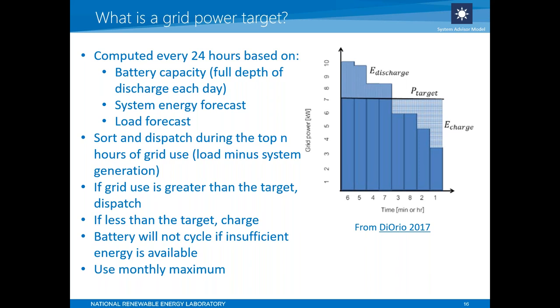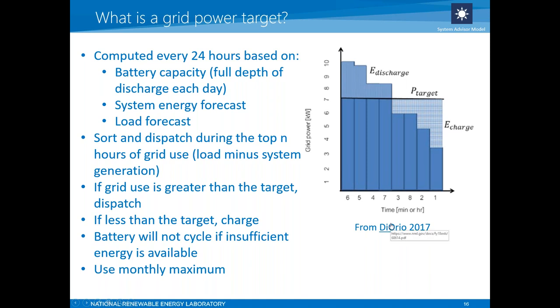So it will go through all of the time steps in the 24-hour forecast, subtract the load minus system to get the grid use, and then sort those hours, and then attempt to dispatch during the top N hours of grid use. So in the example on the right, we're dispatching during hours 6, 5, 4, and 7, and charging during hours 3, 8, 2, and 1.